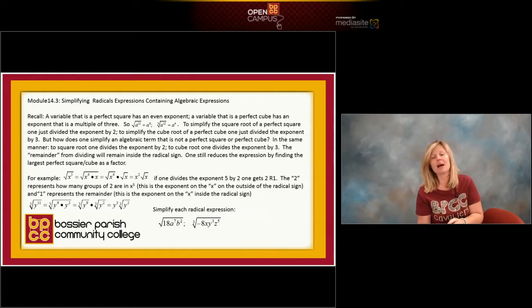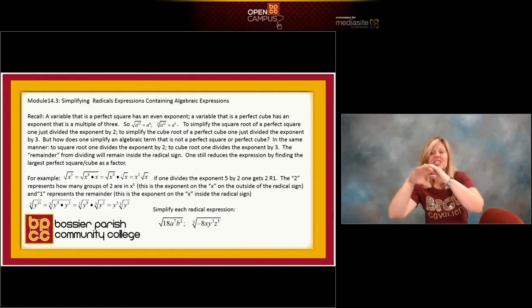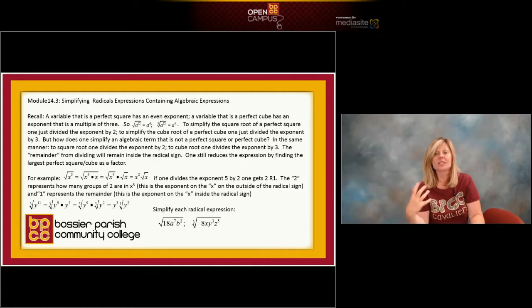Another way to think about this is the whole concept of dividing. Our original exponent is 5, and for the square root, you're dividing it by 2. How many groups of 2 can you get out of 5? Third grade math: 5 divided by 2 is 2 with a remainder of 1. That 2 is the exponent on the x on the outside, because that's the part you square rooted. The remainder 1 is the exponent on the x that's still inside the radical, in the radicand, because that's what was left over that didn't have a buddy.